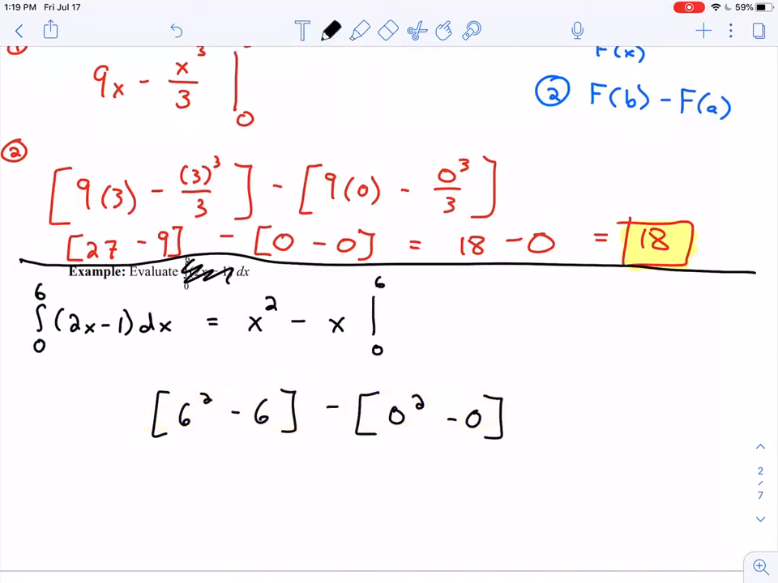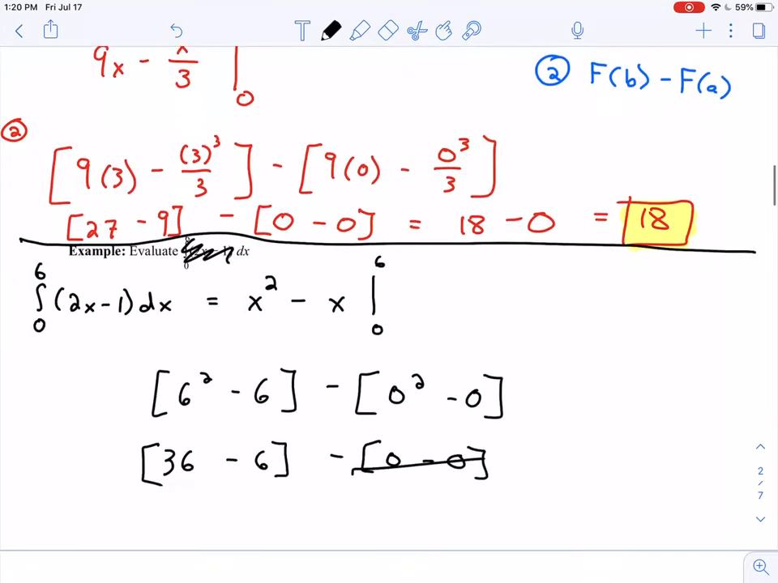But here I got 6 squared. This is 36 minus 6. Minus over here 0 minus 0. So that's just 0. 36 minus 6 gives me 30 is the value of my definite integral.